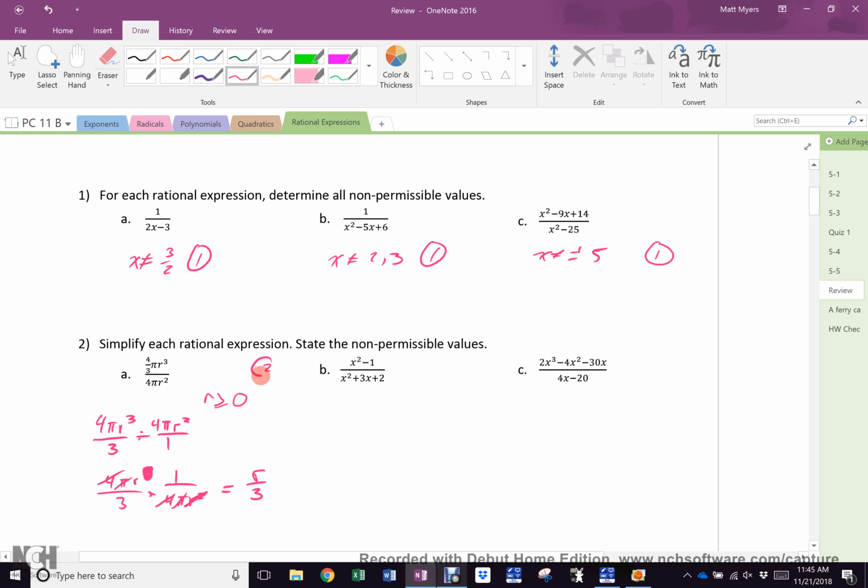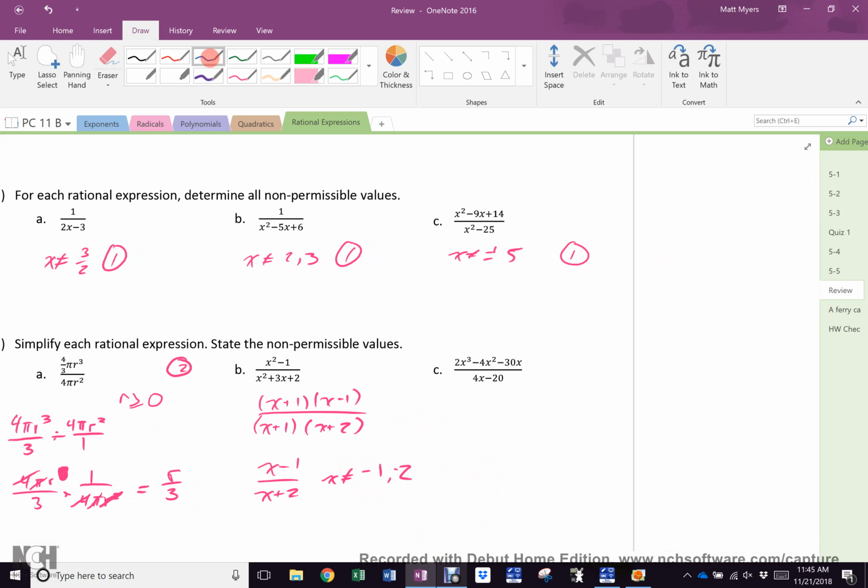2 marks for each of these. 1 for the work, 1 for the restrictions. That is x plus 1, x minus 1 over x plus 1, x plus 2, x minus 1 over x plus 2. X cannot equal -1 or -2.